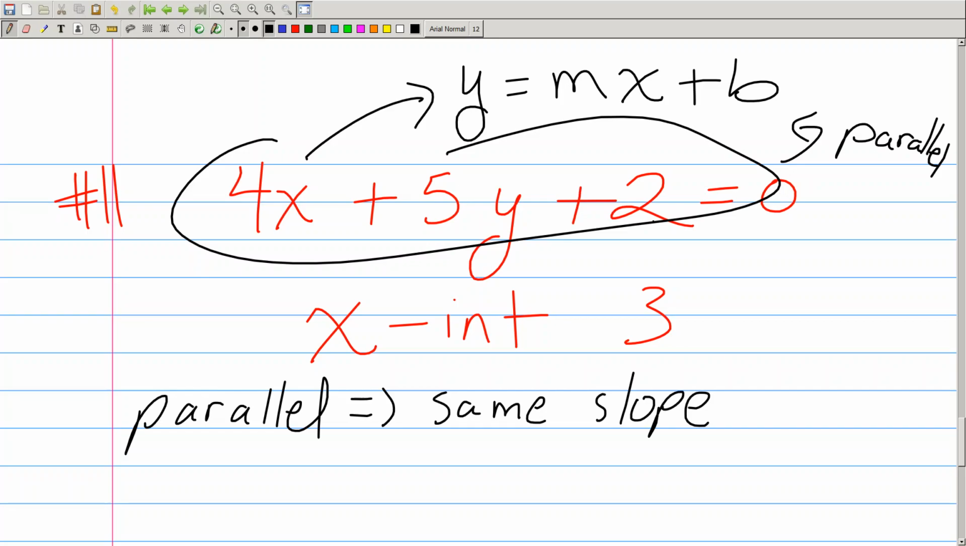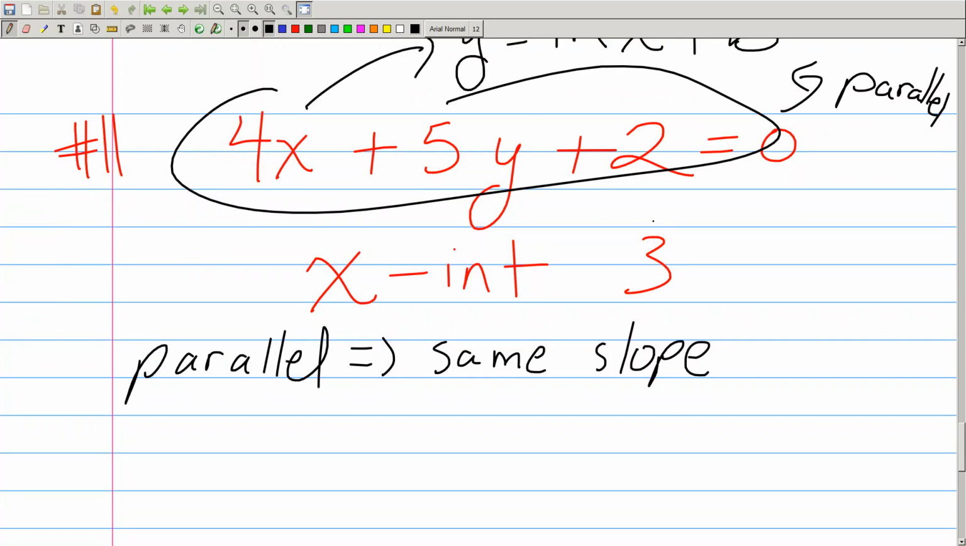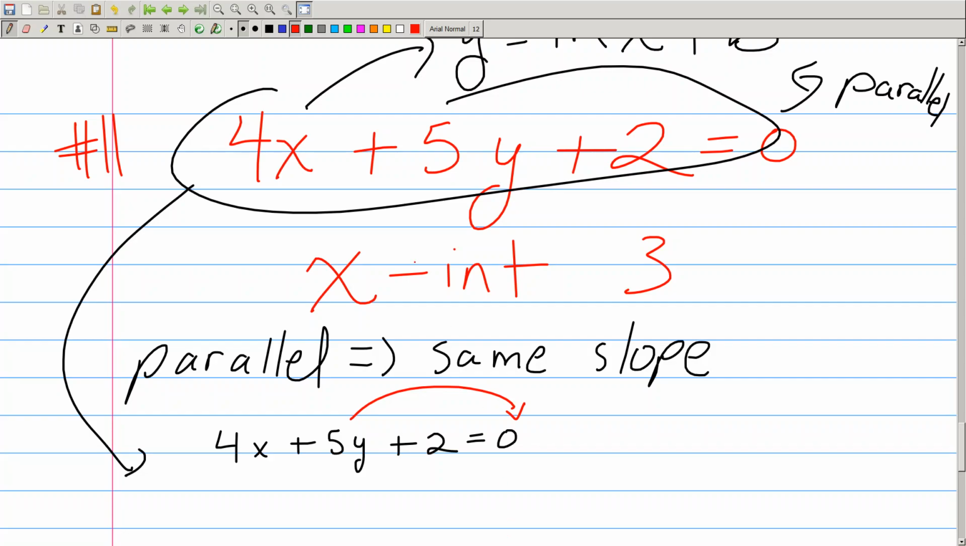But the red is actually in standard form. It's not in y equals mx plus b form, so I don't know what m is for the red line. Can I find what m is for the red line? Yes, because I've learned how to convert from standard form to y equals mx plus b form. So first thing you've got to do, guys, is convert the red into y equals mx plus b form. So that's exactly what I'm going to do. I'm going to move 5y over, and what do I get? I get negative 5y equals 4x plus 2. Then I'm going to divide both sides by negative 5.